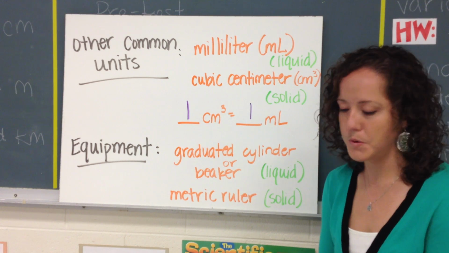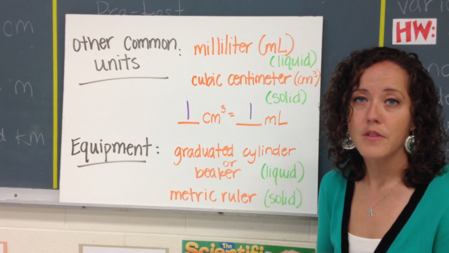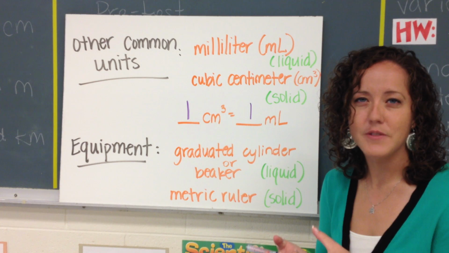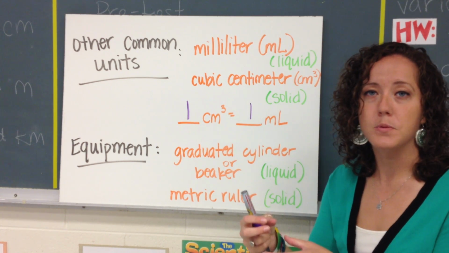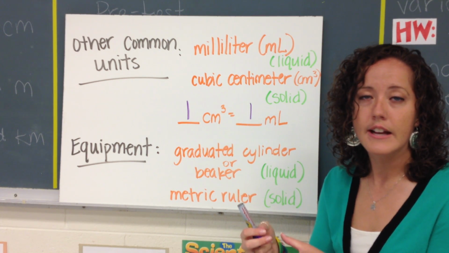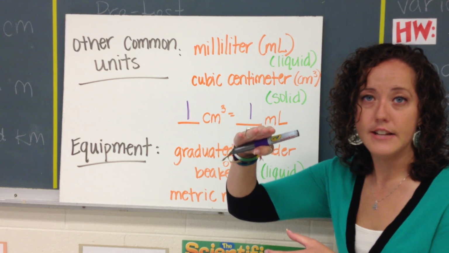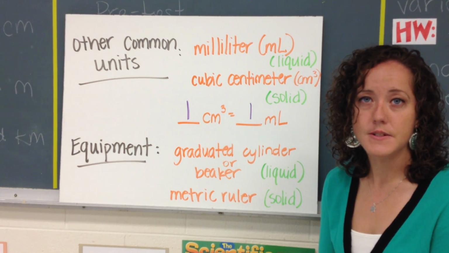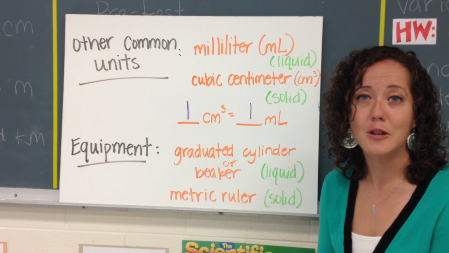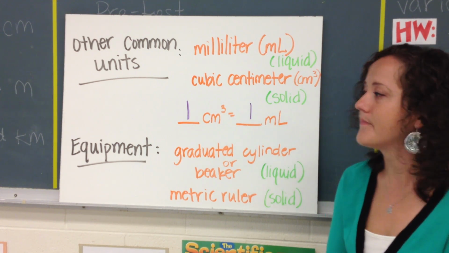So if I'm trying to measure the volume of a solid that has kind of a weird shape, I can actually drop it into water in the graduated cylinder and see how much the water level changes in terms of milliliters. And then that can tell me how many centimeters cubed it is. And we'll do that in class.